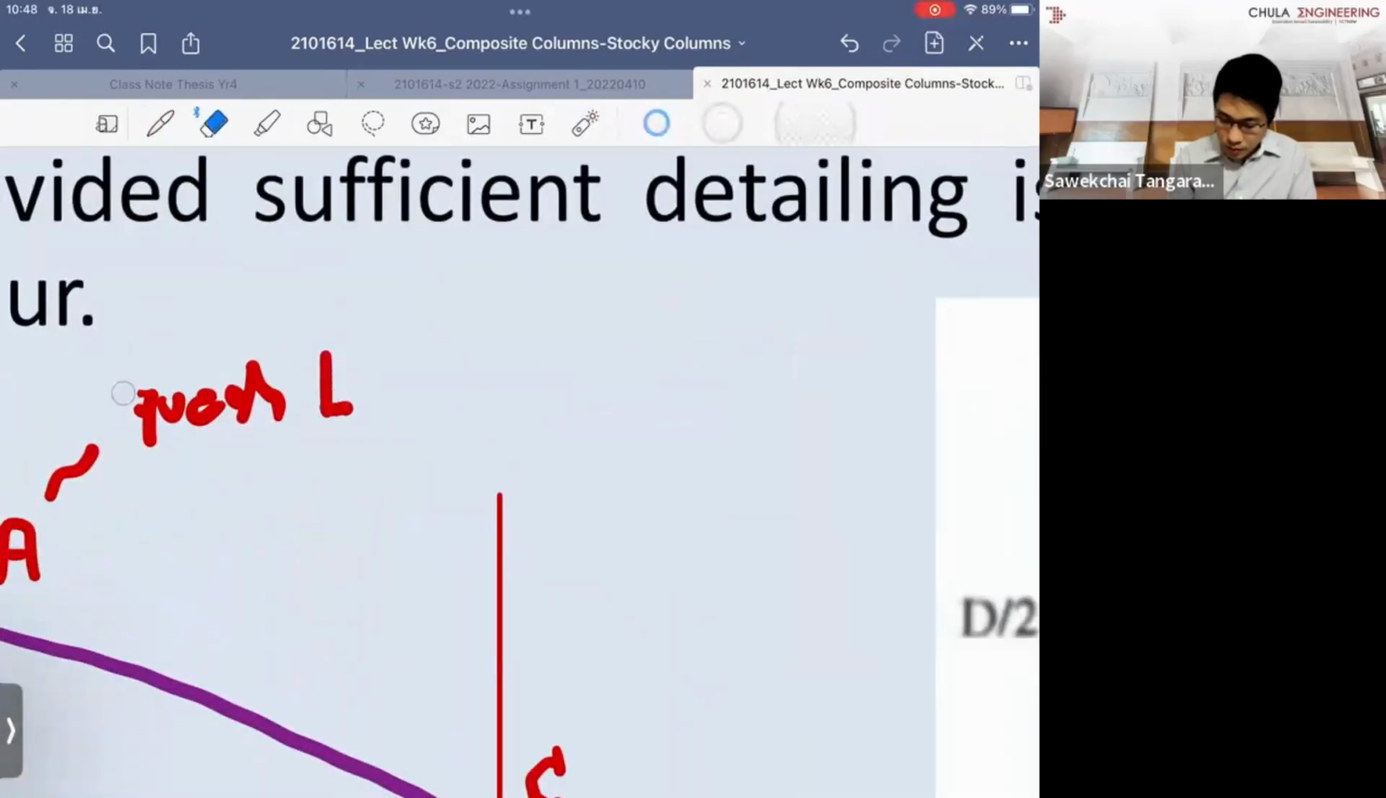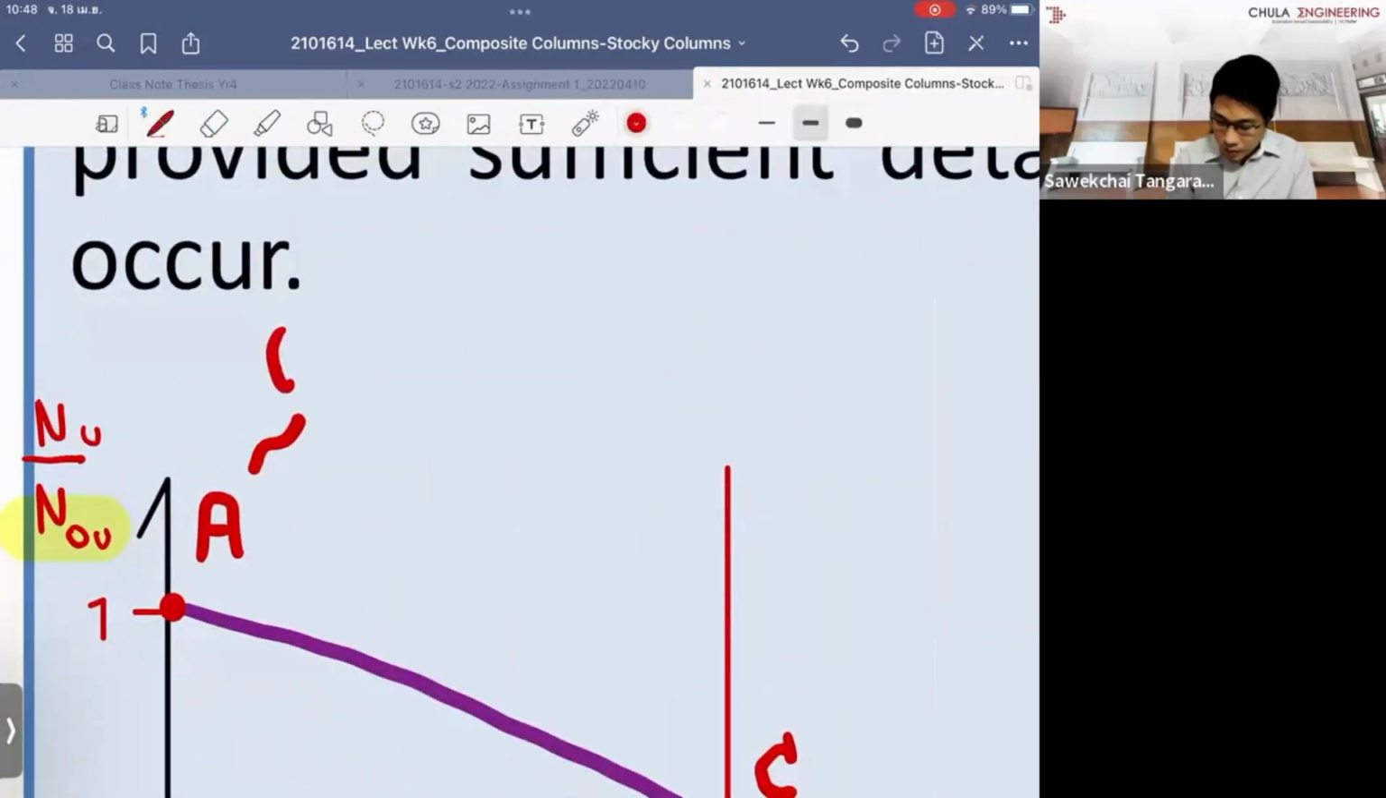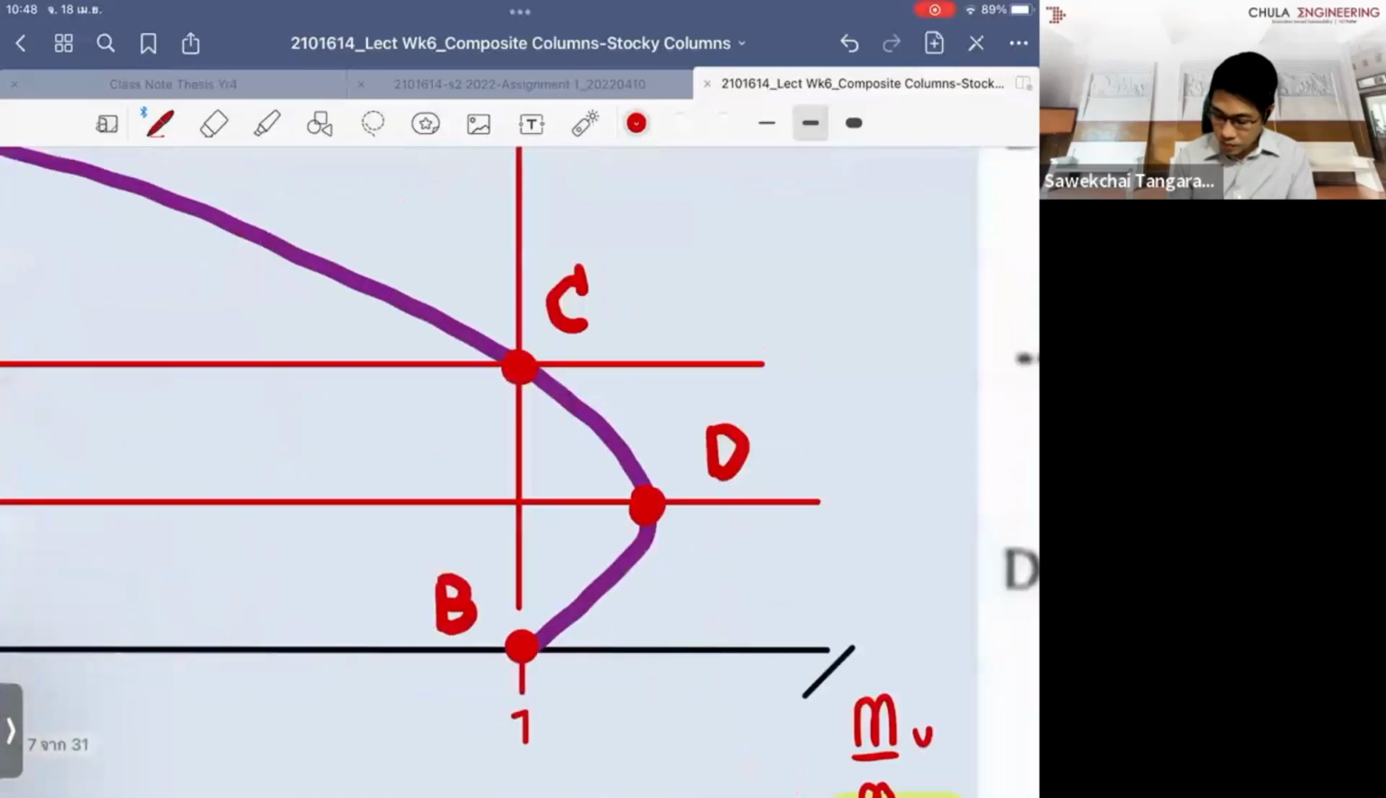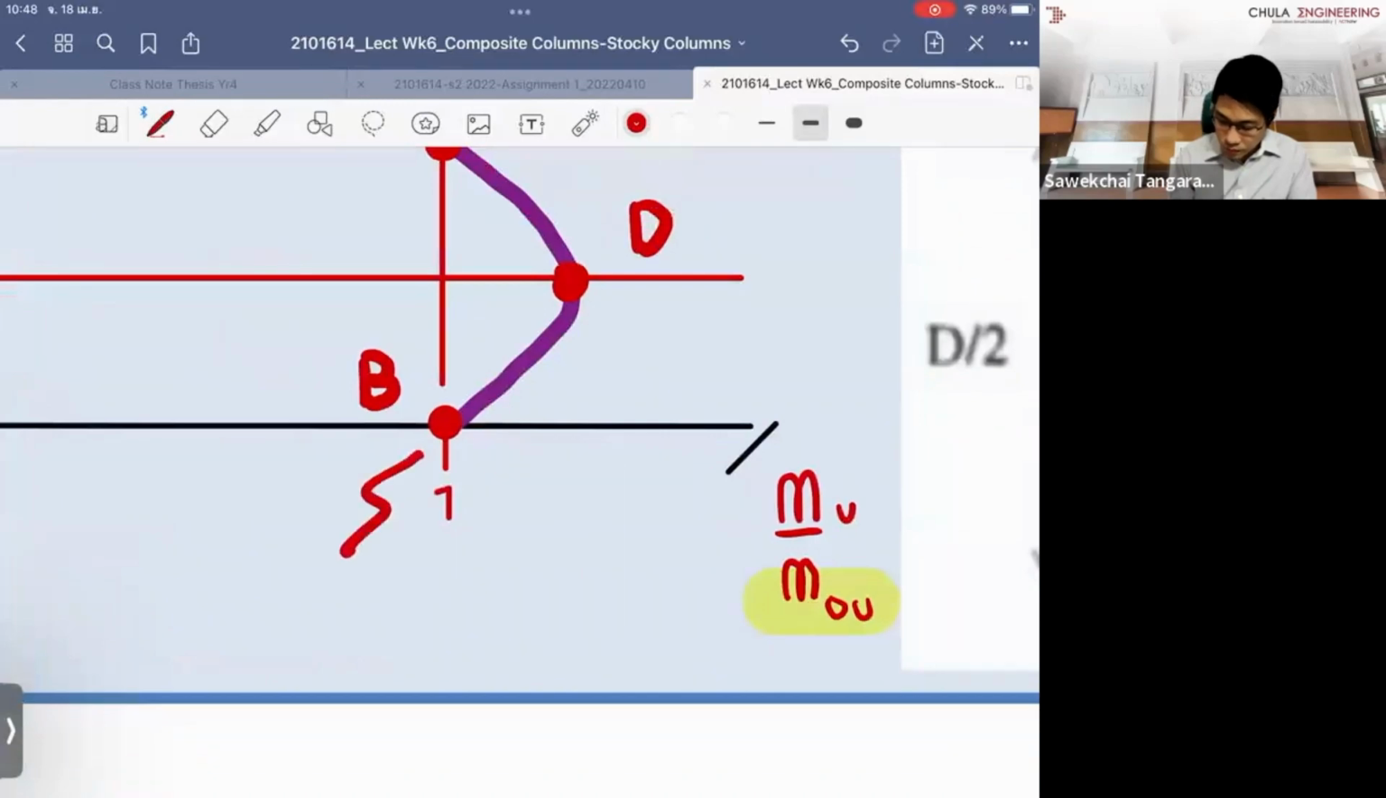So the squash load means a pure axial force. And this one, we call a pure frictional force.